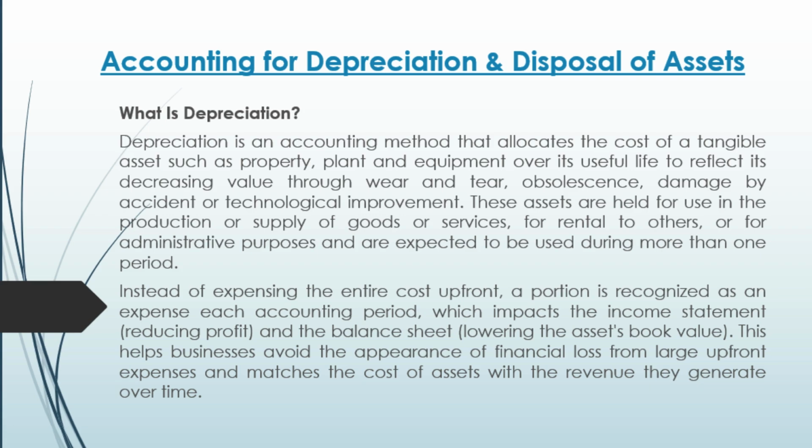Instead of expensing the entire cost upfront, a portion is recognized as an expense each accounting period, which impacts the income statement, reducing profit, and the balance sheet, lowering the asset's book value. This helps businesses avoid the appearance of financial loss from large upfront expenses and matches the cost of assets with the revenue they generate over time.